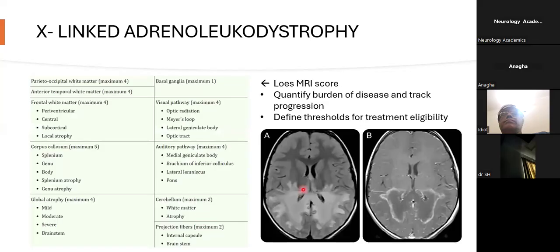The MRI finding in this patient is T2 FLAIR hyperintensities with contrast enhancement that begin from the splenium of the corpus callosum and extend to the parieto-occipital lobes bilaterally. There is a scoring method, the Loes MRI score. This is specifically important in the case of gene therapy because it defines the thresholds for treatment eligibility in this patient. The total score is 34, and the presence of hyperintensities involving each of these parts carries 1 point each.